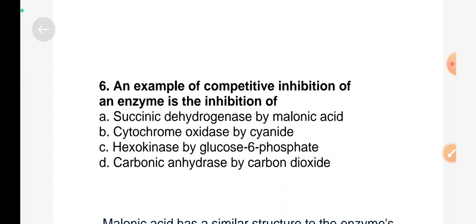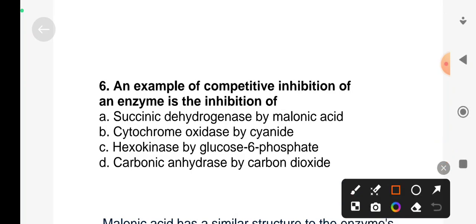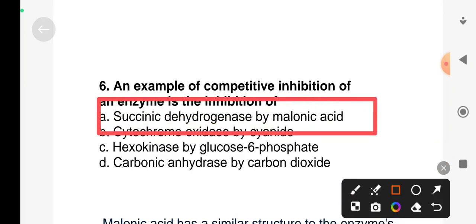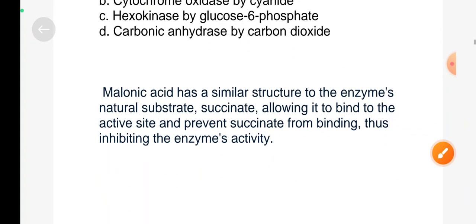Next, an example of competitive inhibition of an enzyme is the inhibition of: option A, succinate dehydrogenase by malonic acid; option B, cytochrome oxidase by cyanide; option C, hexokinase by glucose 6-phosphate; option D, carbonic anhydrase by carbon dioxide. Correct answer is option A, succinate dehydrogenase by malonic acid.